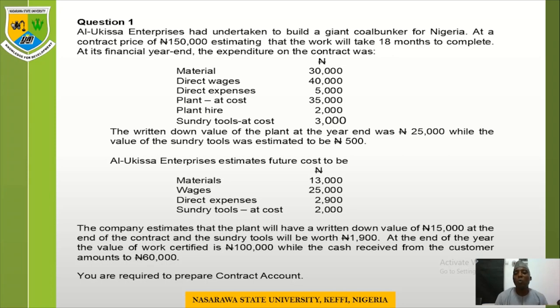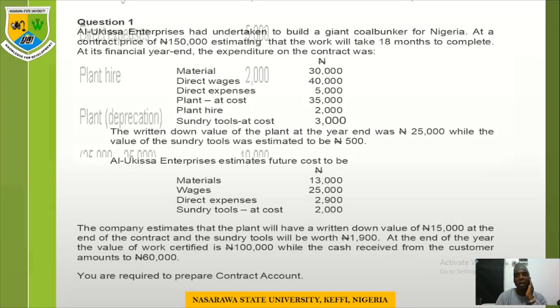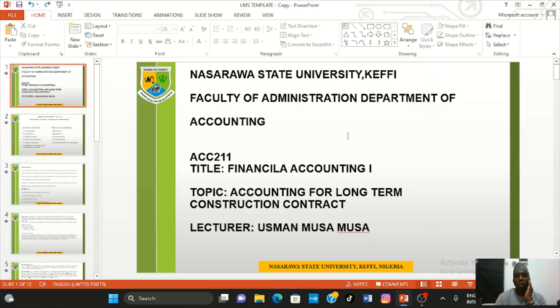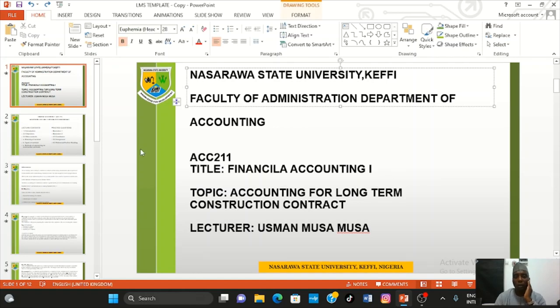So at the end of the year, the value of work certified becomes 100,000, while the cash received from the customer amounts to 60,000. The question is, having been given these provisions, you are required to prepare the contract account.